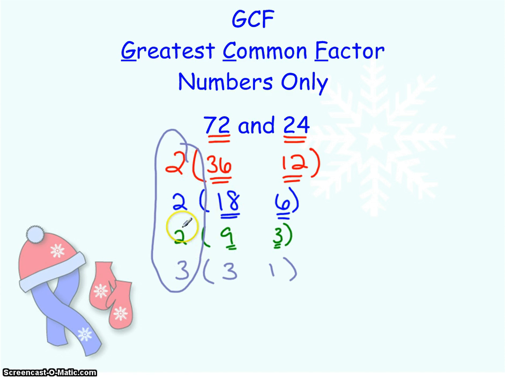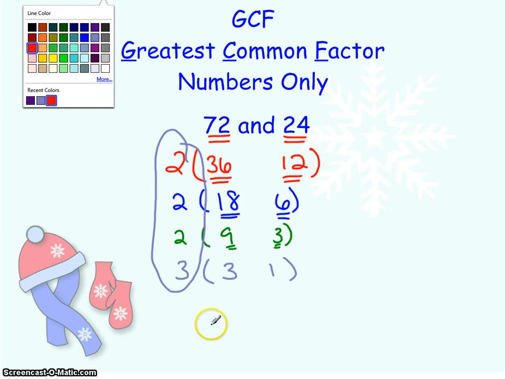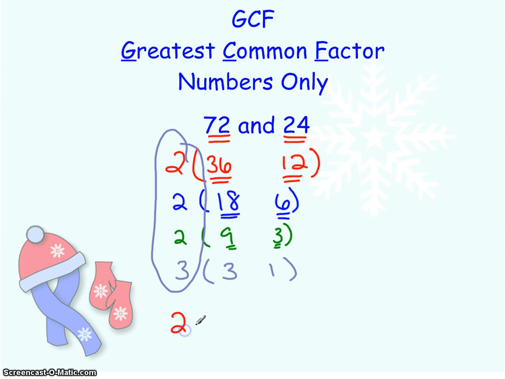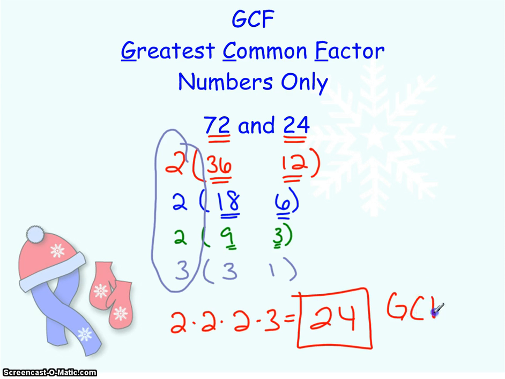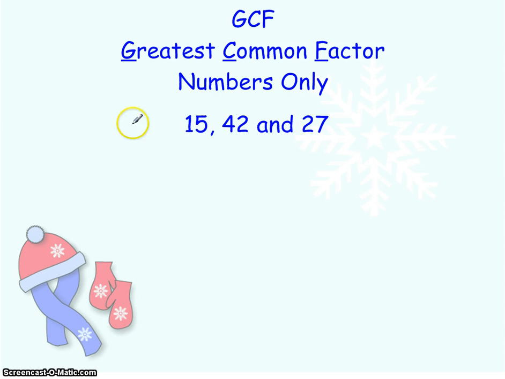So you divided out all of these numbers from 72 and 24. So to get your GCF, you take all of those numbers and you multiply them together. You take out a 2, another 2, a 2 again, and a 3. 2 times 2 is 4, 4 times 2 is 8, 8 times 3 is 24. So that is the GCF of those numbers. As you can see, that one took a little bit of steps. It's going to be different with each problem.